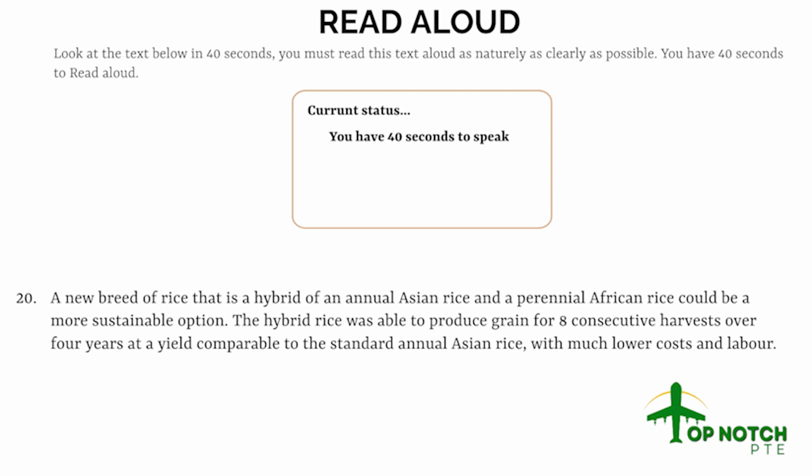A new breed of rice that is a hybrid of an annual Asian rice and a perennial African rice could be a more sustainable option. The hybrid rice was able to produce grain for 8 consecutive harvests over 4 years at a yield comparable to the standard annual Asian rice, with much lower costs and labor.